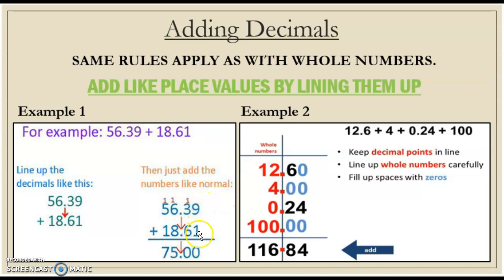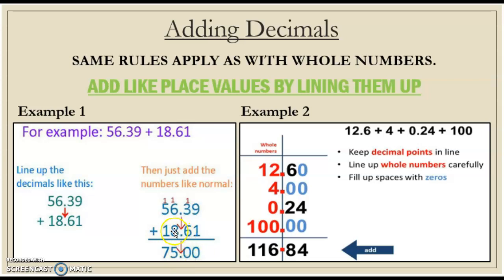9 hundredths plus 1 hundredth is 10. We carry the 1, put down the 0. 1 tenth plus 3 tenths plus 6 tenths is 10 tenths. We carry the 1, we put down the 0. Then, very important, we must keep our decimals in line and we bring down the decimal. If you do not bring down the decimal, your answer will be wrong.